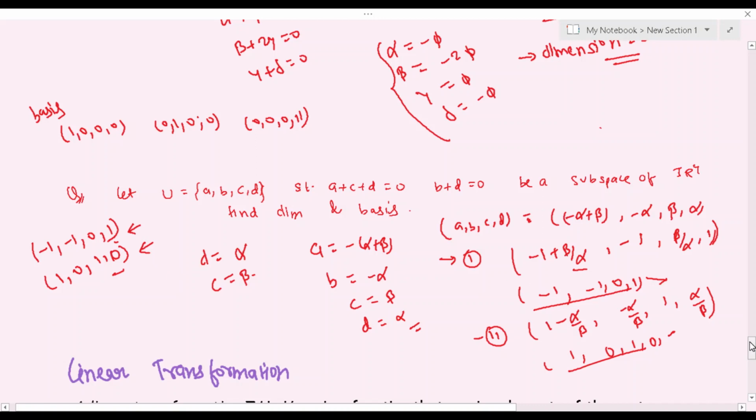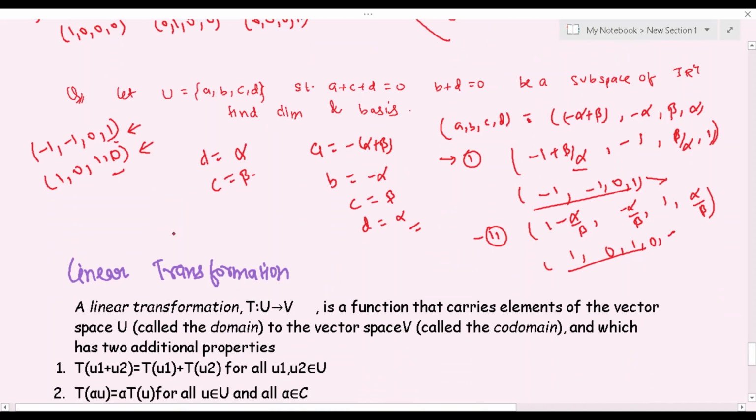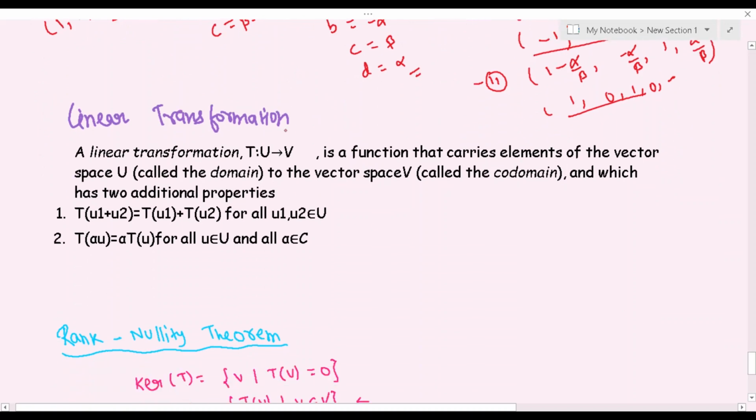Actually, if you have read from your teachers or somewhere else, you have to calculate the basis on your own. There is no method as such. Basically, you have to guess. But by this method, you do not have to guess. You can find the basis here. Okay. Then our next topic is linear transformation.